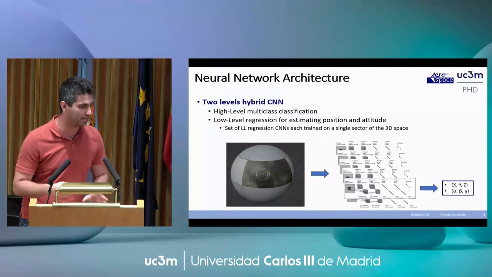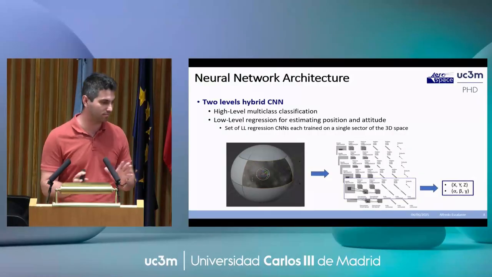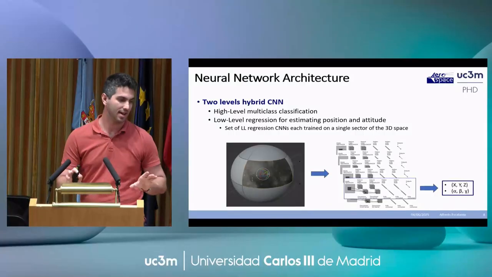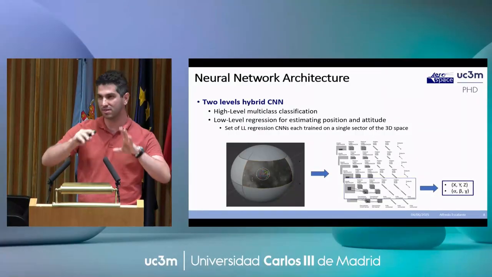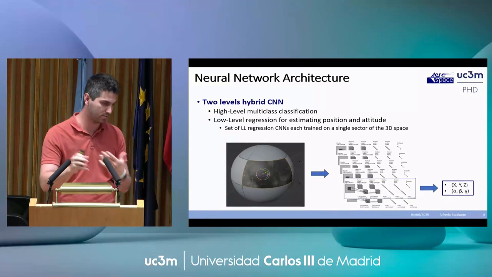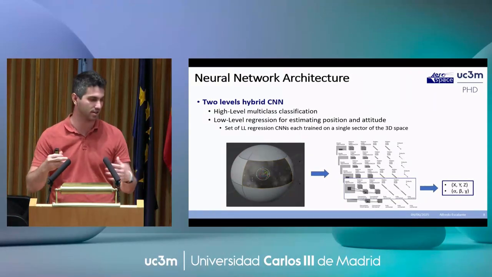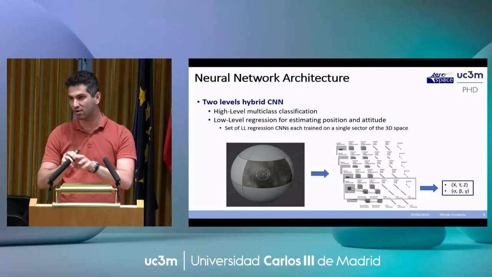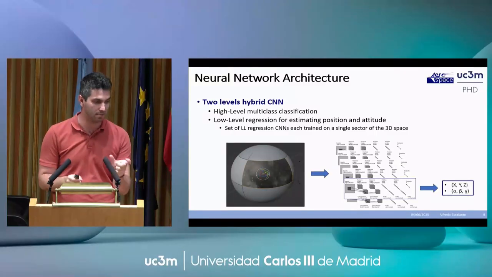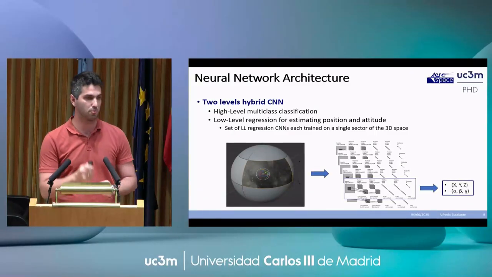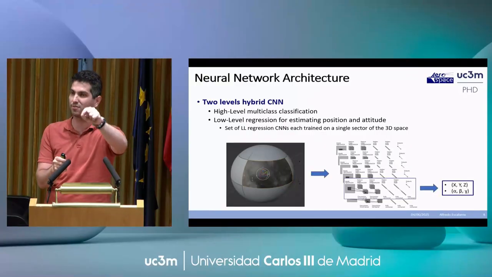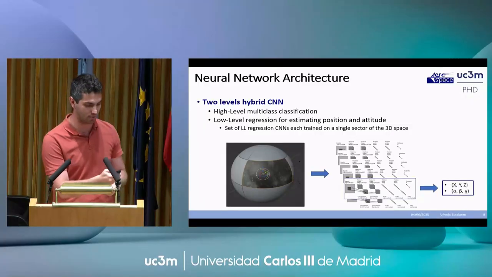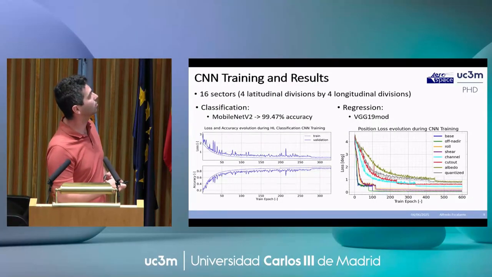Then for the neural network architecture, we are using what we call a two-level network. So we have one single high-level multi-class classification network that estimates the sector of the 3D space to which the image corresponds. And we have tried different levels of discretization. Then based on the estimation of that network, the image is sent to one of a set of low-level regression networks. Each of them is trained only on one sector. So the workflow is: the high-level classification chooses the low-level network that will estimate position and Euler angles, which are the final goal of the network.